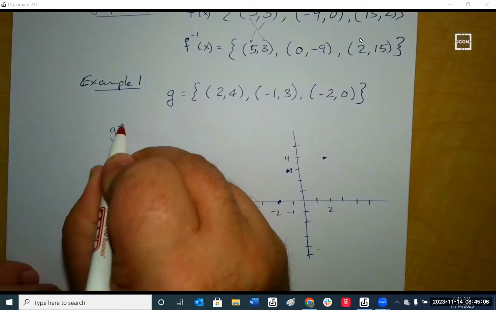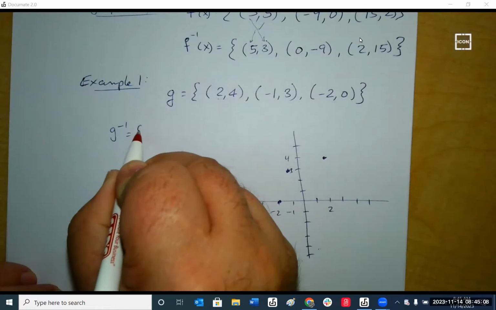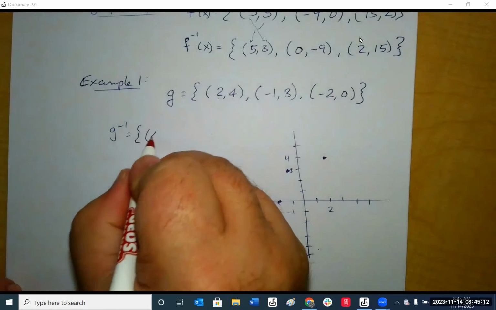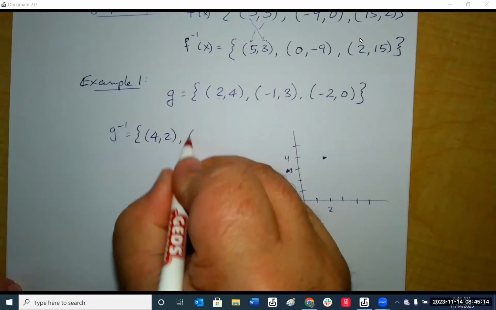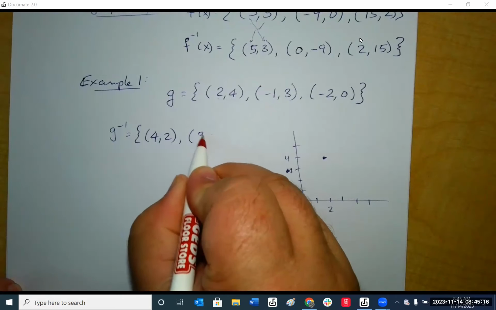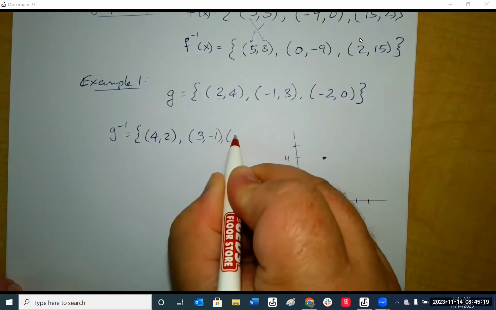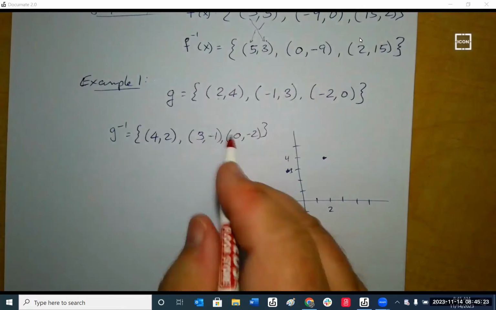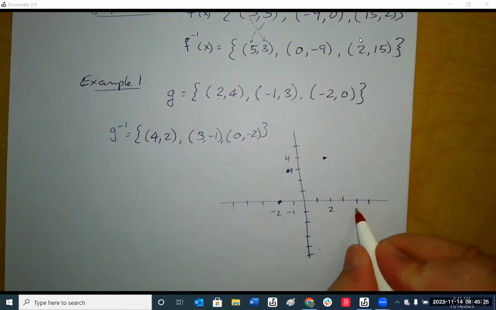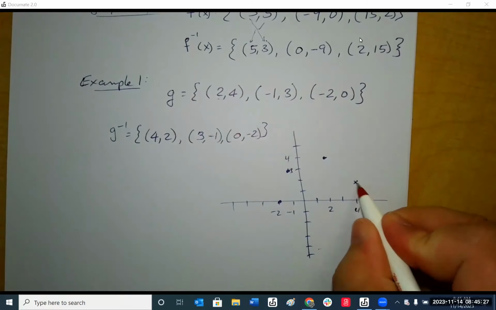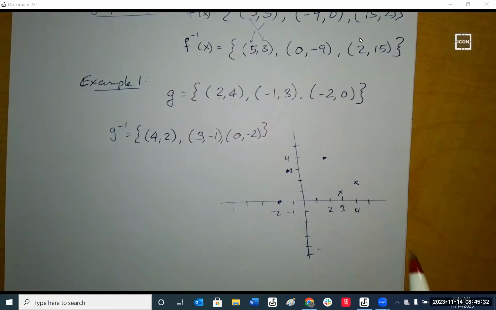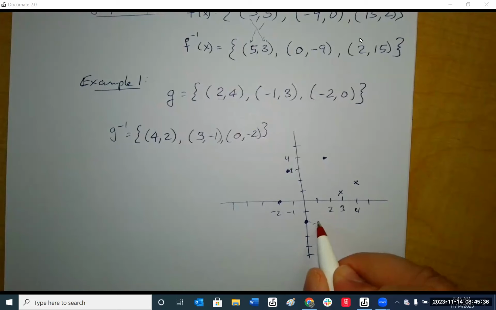So what are the inverse points going to look like? 4, 2. Very good. And 0, negative. These I'll represent with x's. So we go to 4, 2, 3, 1, and 0, -2.